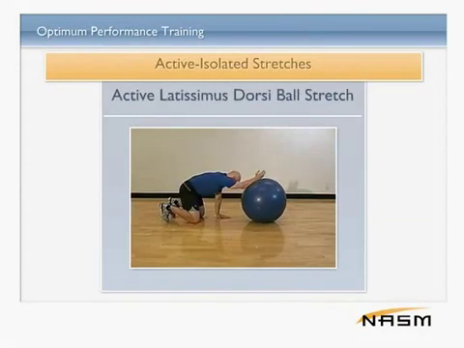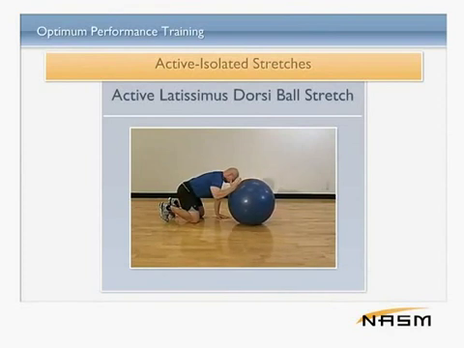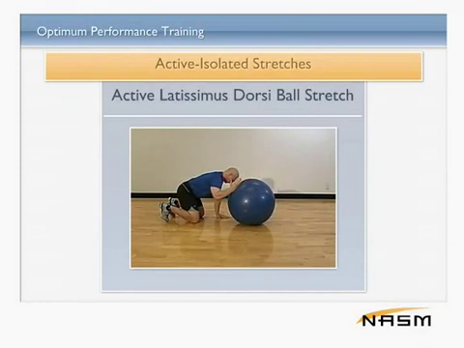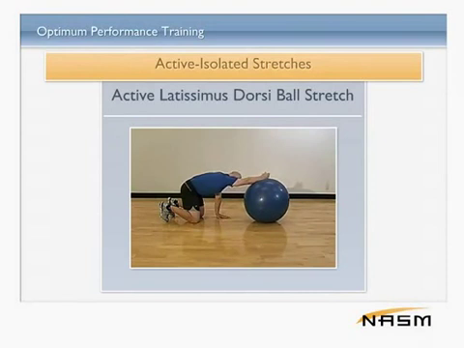The final example is the active latissimus dorsi ball stretch. Kneel in front of a stability ball. Place one arm on the ball with the thumb straight up in the air. Draw the navel inward and posteriorly rotate the pelvis. Reach out with the ball until a stretch is felt. Hold for 1 to 2 seconds for 5 to 10 repetitions.